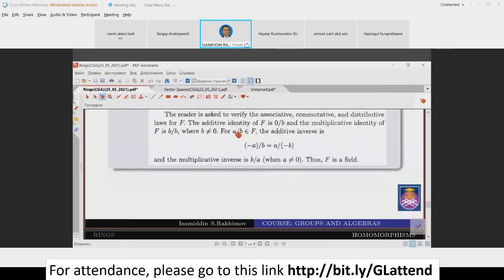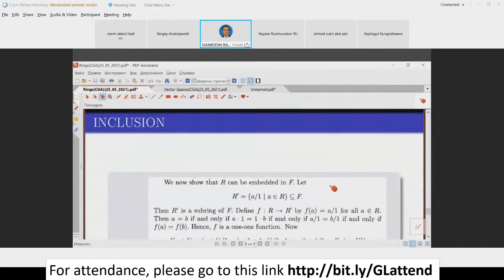If this element is not 0, it means A is not 0. 0 is given this way. So that's why this is not 0, meaning A is not 0. Once A is not 0, as a second part of that pair, you can take A. So B over A. If you multiply these two, the result will be the multiplicative identity. So thus, F is a field.